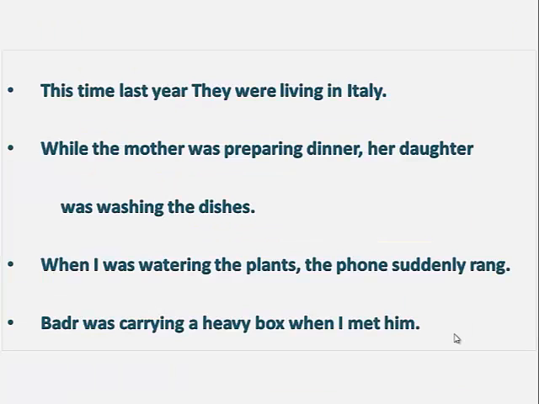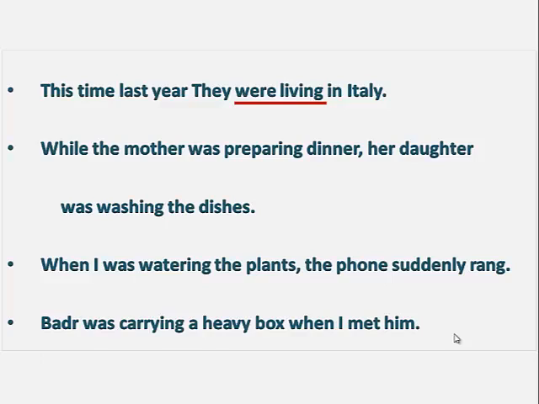Now look at these sentences and try to find the verb. Sentence 1. This time last year they were living in Italy. Notably, the verb is were living. In which tense is this verb? It is in the past continuous. It's clear from the form of the verb. We have were followed by a verb followed by ing.